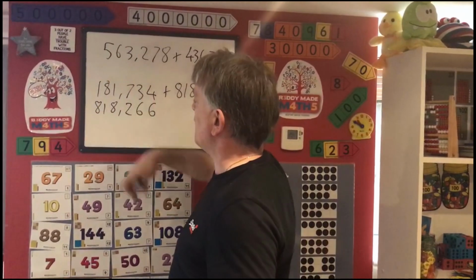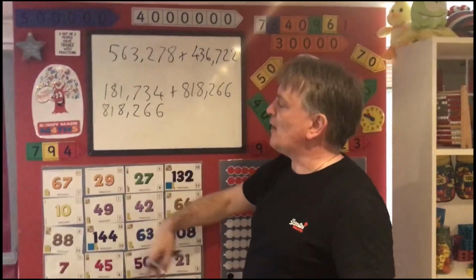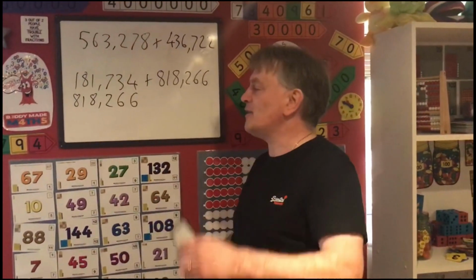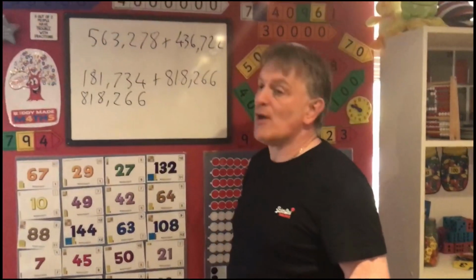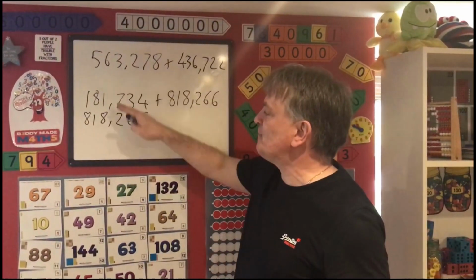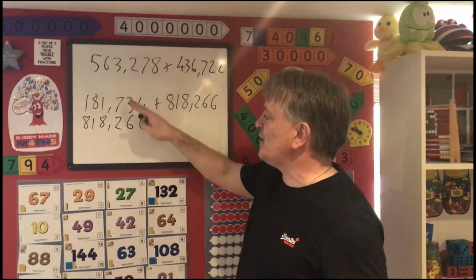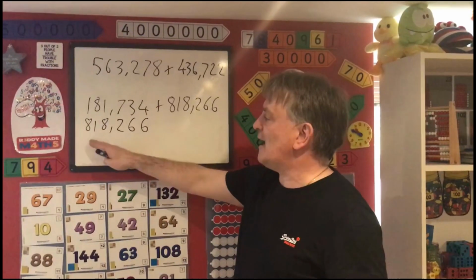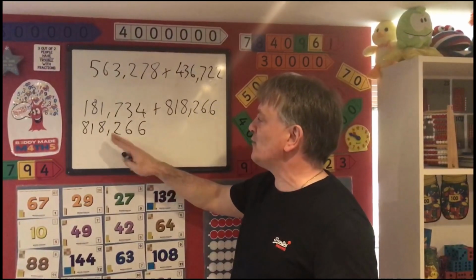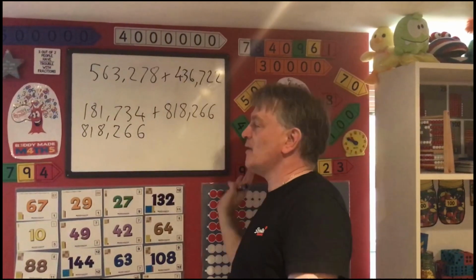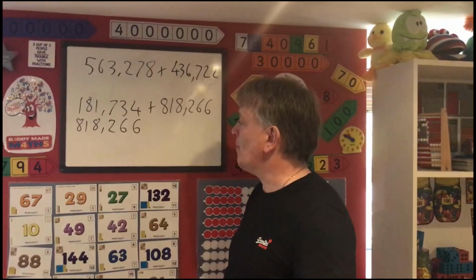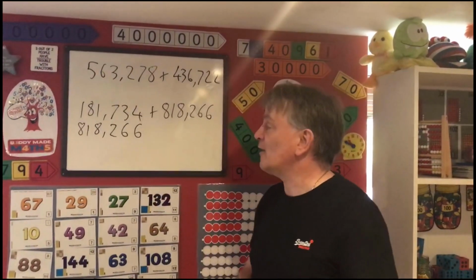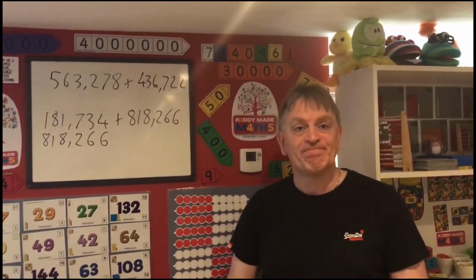We're making every single column, because what we've ended up with is 900,000, add 90,000 is 990,000, add 9,000 is 999,000, add 900, add 90, so we're on 999,990, add my 10, gets me all the way to 1 million. It's just a nice little trick that works for absolutely anything.